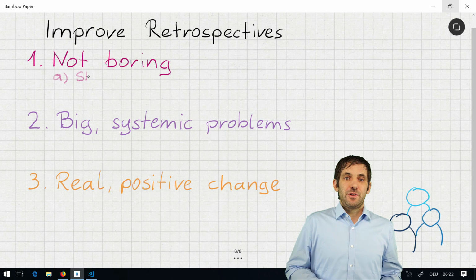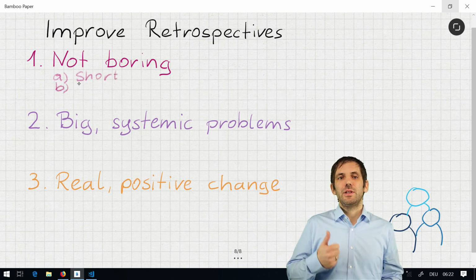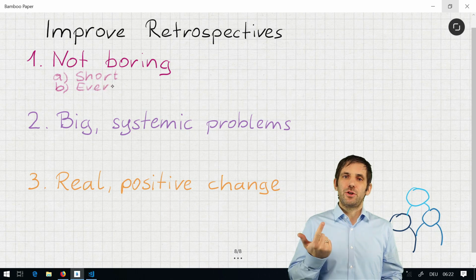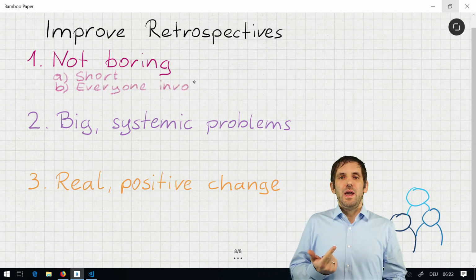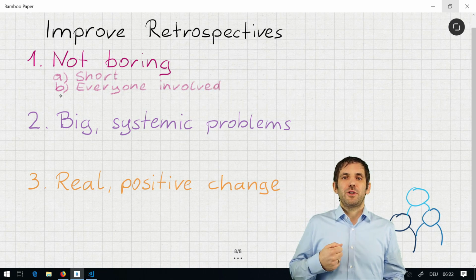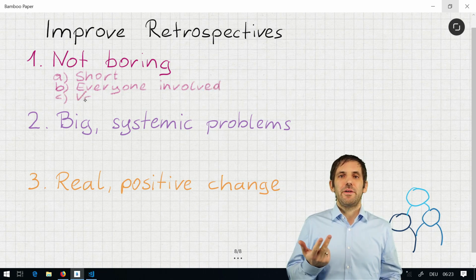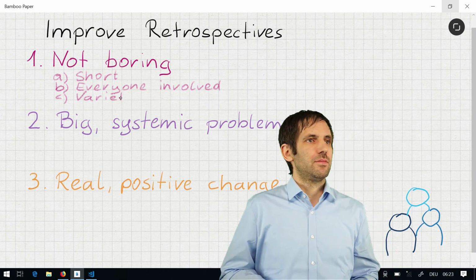For your retrospectives to not be boring, you will have to keep them short, make sure that everyone is involved and everyone's voice is heard, and also make sure that there is some variety in how you do the retrospectives. So keep the meeting short, but not too short.